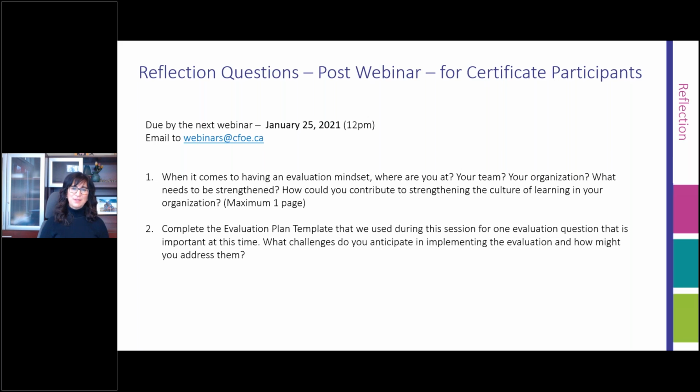Most importantly, we want you to leave with an evaluation and quality improvement mindset. And then the second part is to finish up that evaluation template that you will have in PDF and in Word. And it's a matter of completing it and really keep it simple. So really think about 2 to 3 questions max and walk them through the evaluation template. And then, really think about the challenges that you anticipate in implementing it and how you might address those as well.